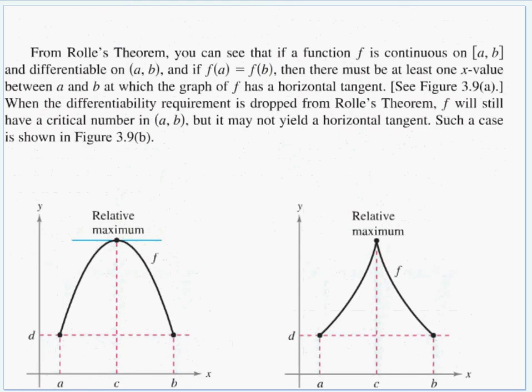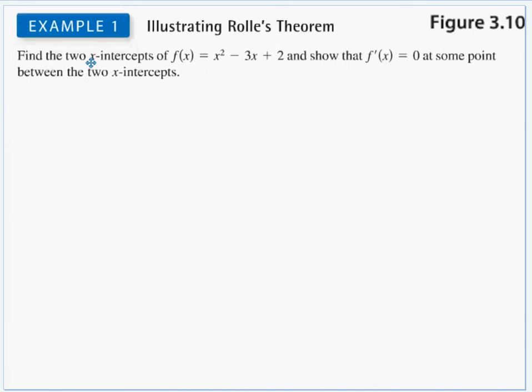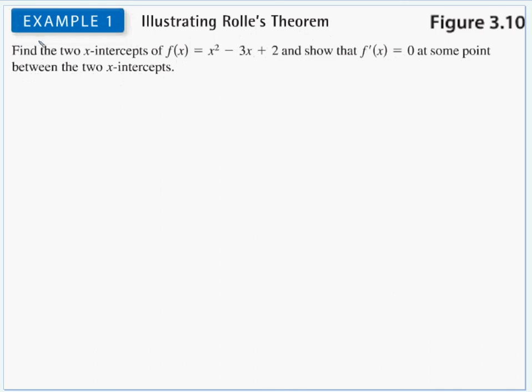And next, example 1. This is a very nice straightforward illustration of Rolle's theorem here. Find the two x-intercepts of this function and show that the derivative is equal to 0 at some point in between. Well, now the first part is not even a calc question. We want the x-intercepts of this quadratic function. How do we find x-intercepts? We set our function equal to 0.